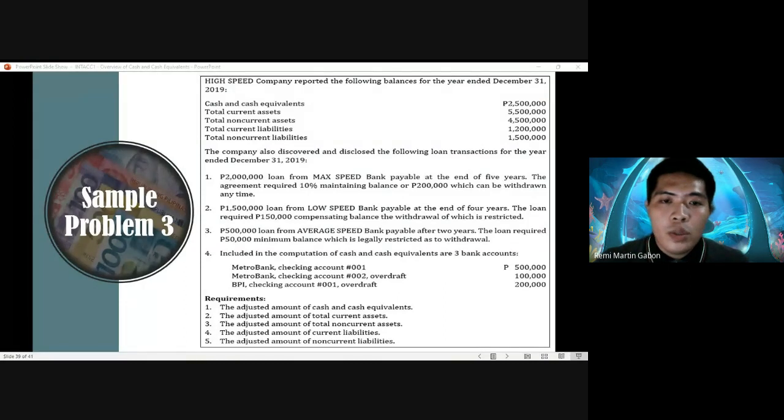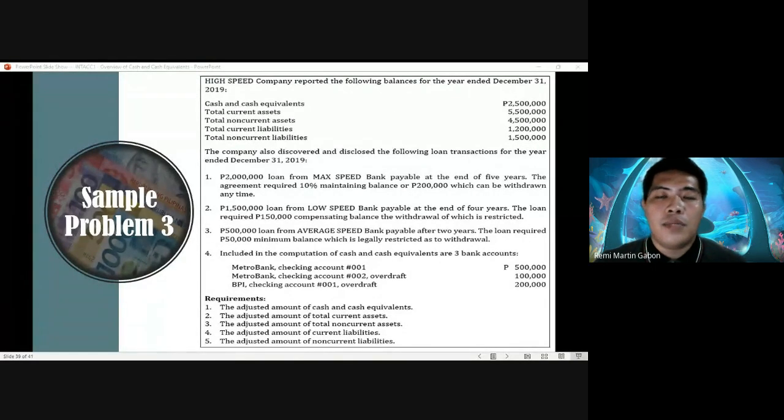So first loan transaction: 2 million loan from Max Speed Bank, payable at the end of 5 years. So ibig sabihin, long-term loan. The agreement required 10% maintaining balance or 200,000, which can be withdrawn anytime. So meaning, the maintaining balance is not legally restricted.